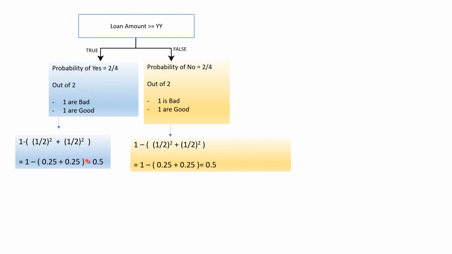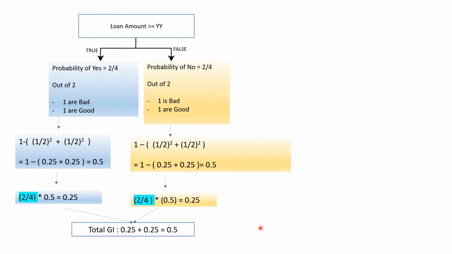So the Gini index on the left-hand side: first look into the left-hand side. We have the probability of good is 1 upon 2 the whole square, bad is 1 upon 2 the whole square, which comes out to be 0.25 plus 0.25, and the Gini index here for this node comes out to be 0.5. Similarly, we are going to get 0.5 for this side as well.